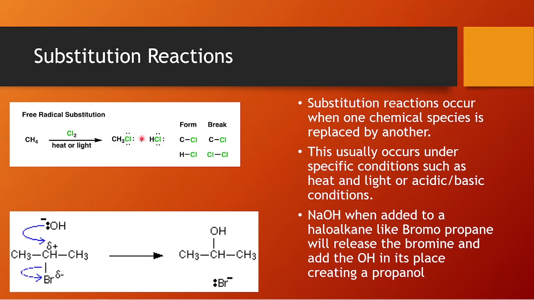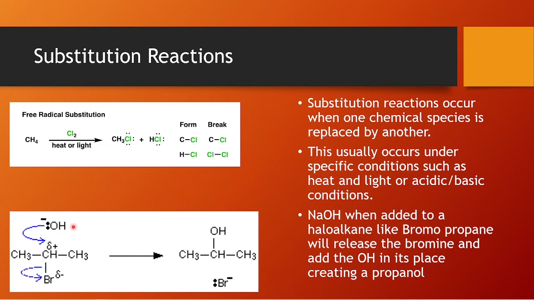Chloromethane plus hydrochloric acid. So you can see that we've replaced one of the hydrogens with the chlorine, and on this one we've replaced a chlorine with one of the hydrogens. In this case here, we are swapping an OH group for a bromine, so we're turning it into an alcohol and releasing a bromine molecule from the actual thing. So you're substituting one thing for another.